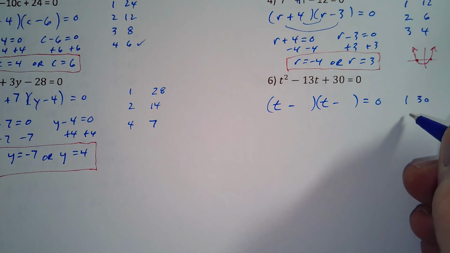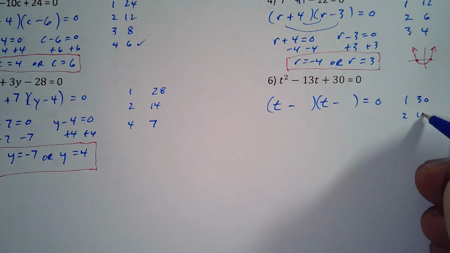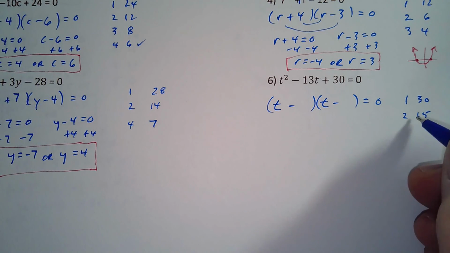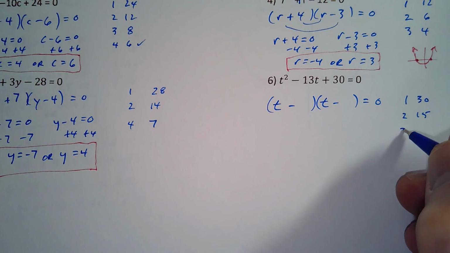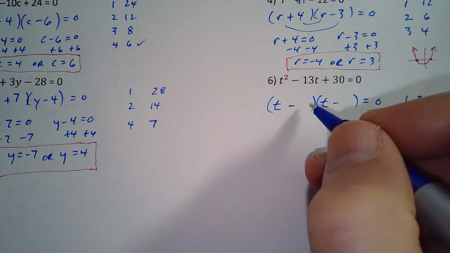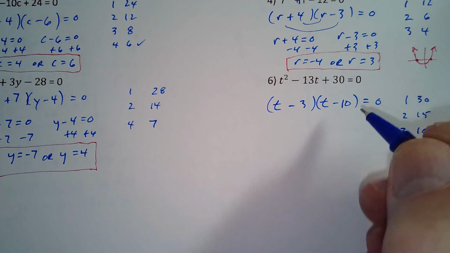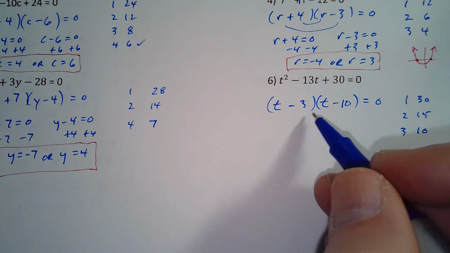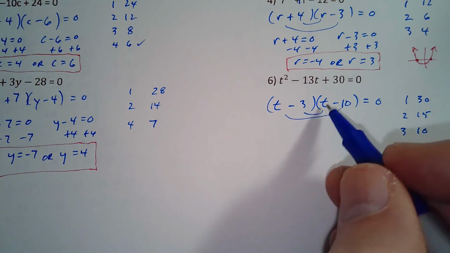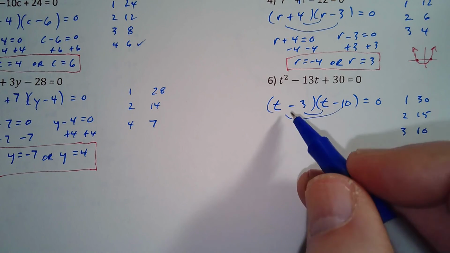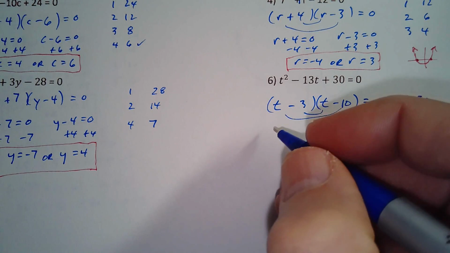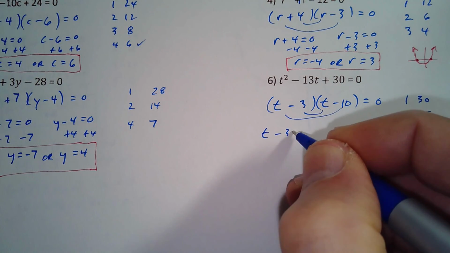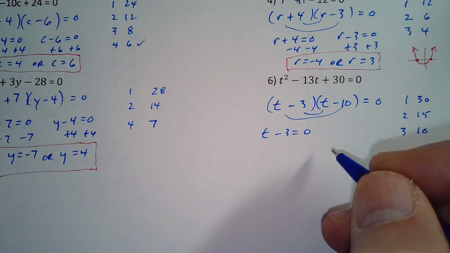1 and 30, no. 2 and 15, no. If it was subtraction, it would make that. We're going to be adding these two negatives, so that's not going to work. 3 and 10, though, that definitely works. They add up to 13. There's the OI. Negative 3 and negative 10 makes a negative 13, and they multiply to positive 30. And now we're set to do our zero product property.